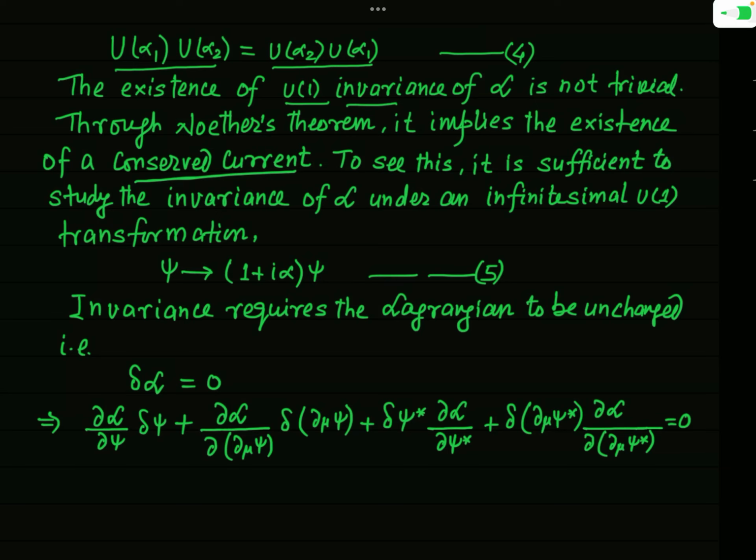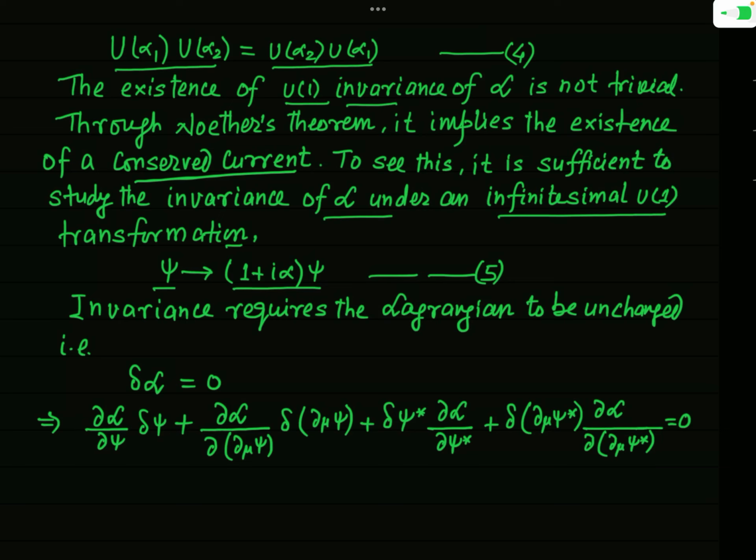To explain this fact, we can simply study the invariance of the Lagrangian under the infinitesimal U1 transformation. So if you make the infinitesimal U1 transformation, what will you do? We can simply do that psi will be changed to 1 plus i alpha psi.